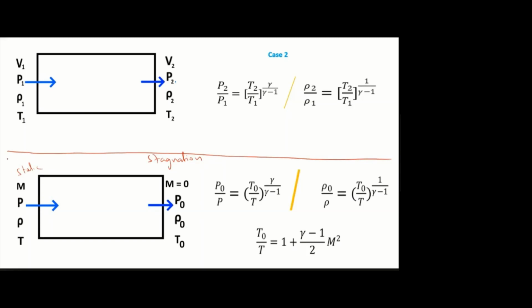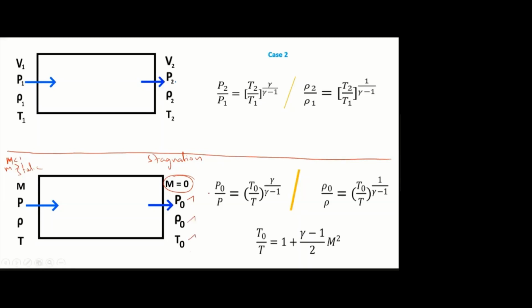So this Mach number can be subsonic or supersonic. And assume we brought this flow to rest isentropically. There are no losses. Okay, we brought this flow to rest. That means Mach number is 0. Then at that point we denote pressure as P naught, density as rho naught, temperature as T naught.